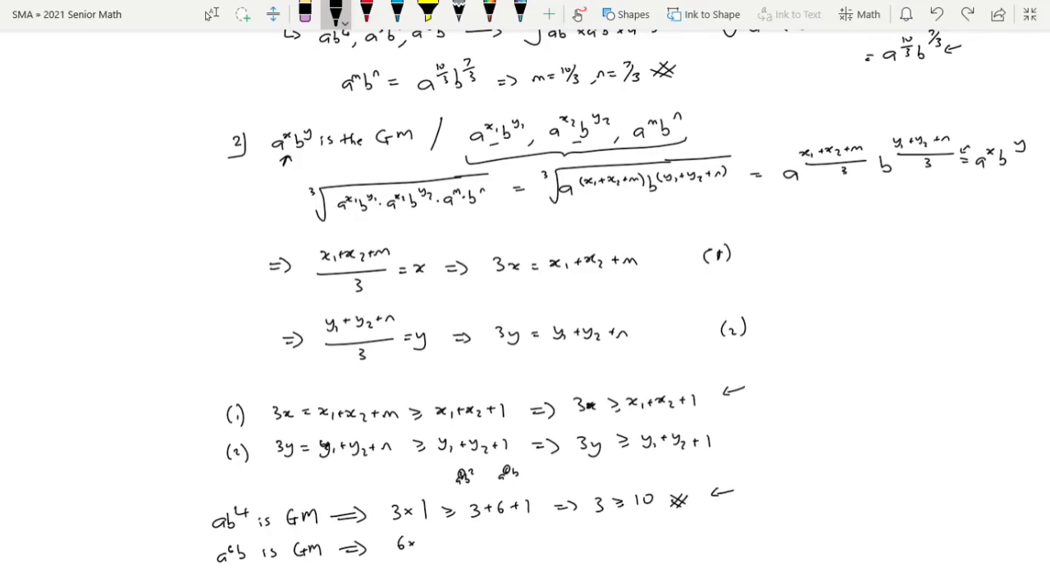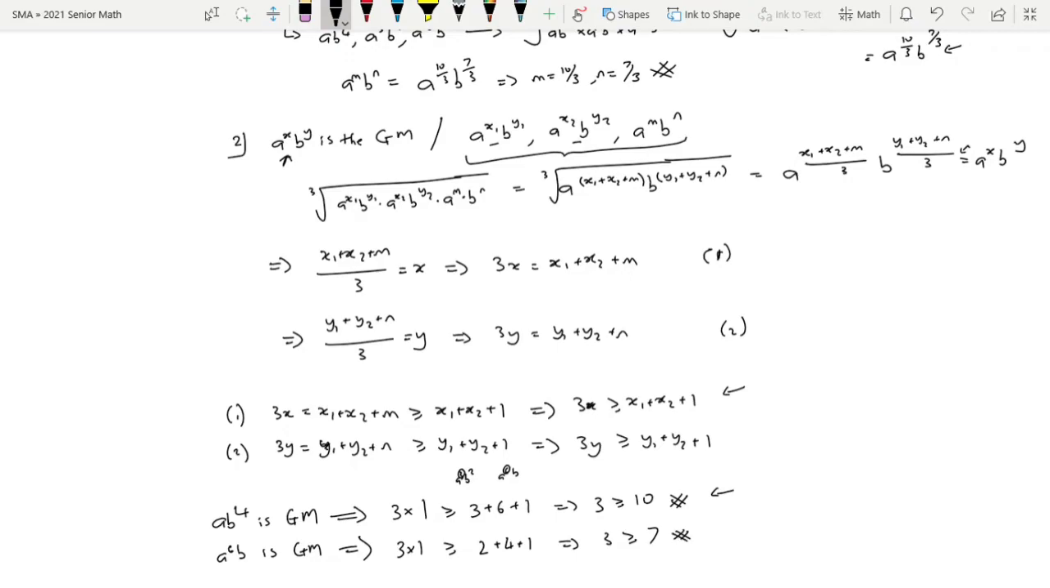So in this second part now, we're going to make use of the inequality we have in equation 2, right? So in equation 2, we have that 3y is greater than or equal to y1 plus y2 plus 1. And here y1 is going to be 1, which is the exponent of b. So we have that 3 times 1 here has to be greater than or equal to the powers of b of the other two numbers, which are 2 and 4, right? So that means that this has to be greater than or equal to 2 plus 4 plus 1, which implies that 3 has to be greater than or equal to 7. But this is a contradiction.